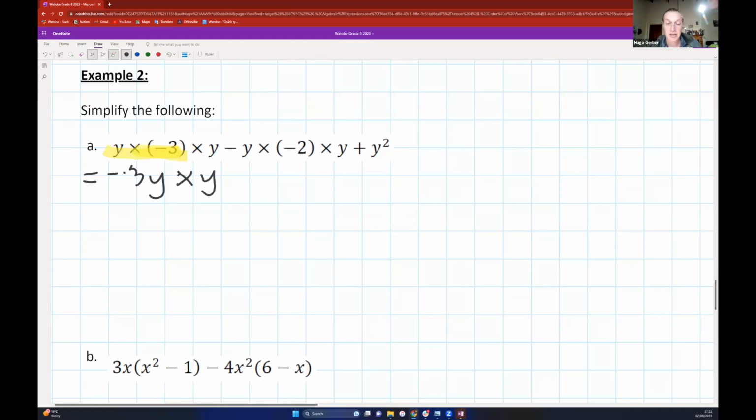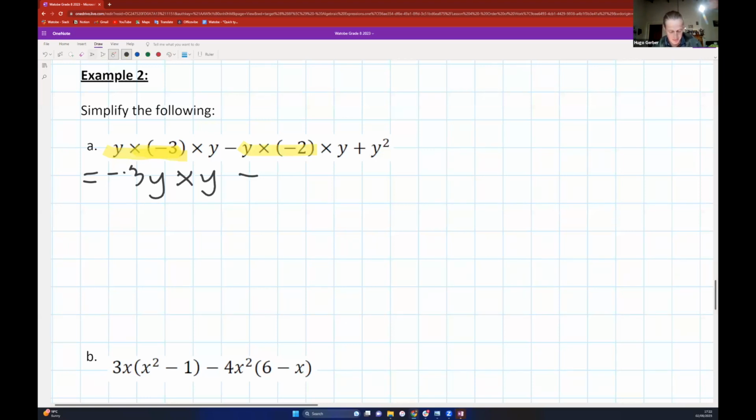Now, this is something that I'm going to reiterate again that I know you have heard before. Signs like plus and minus divide terms, okay? So we know that this minus sign here is dividing the term, okay? So let me put the minus here in the middle, and then we know that the rest is going to be separate. We have again, let's make this yellow, y times brackets negative 2.